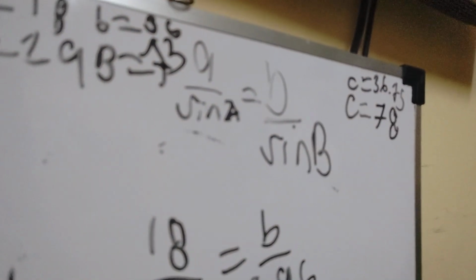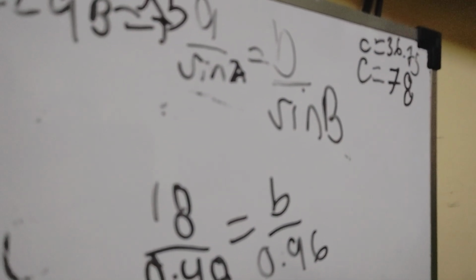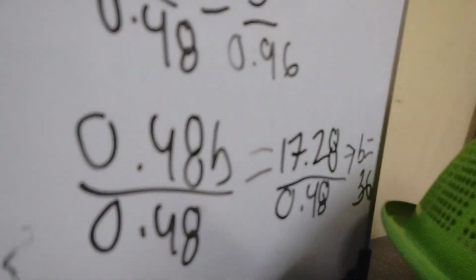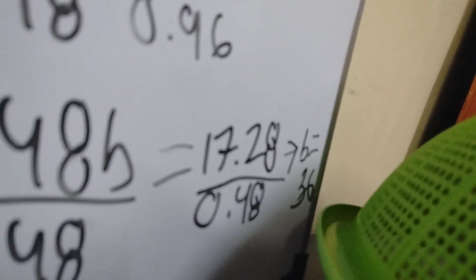Now that you have the value of big B, you do the same steps as with the earlier formula. Sin 29 would result in 0.48, and sin B, which is sin 73, would result in 0.96. 18 times 0.96 would be 17.28. 0.48 times b would be 0.48b. Divide by itself, that would just be b. Then 17.28 divided by 0.48 would be 36. And you got your answer.